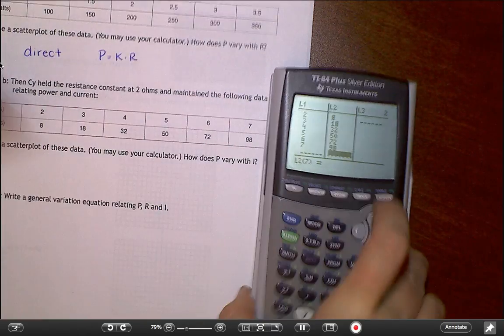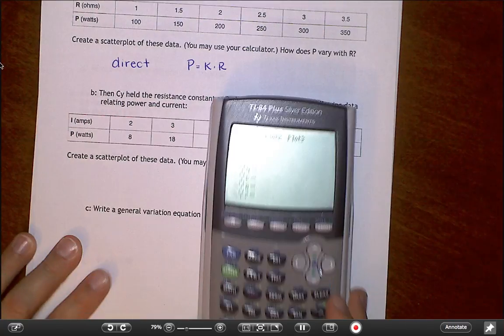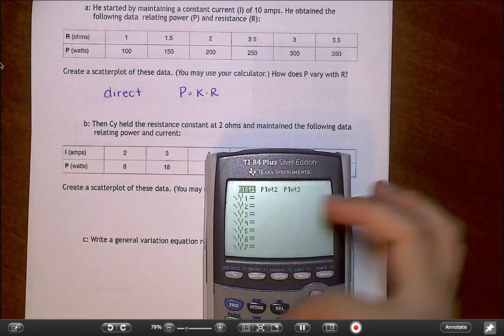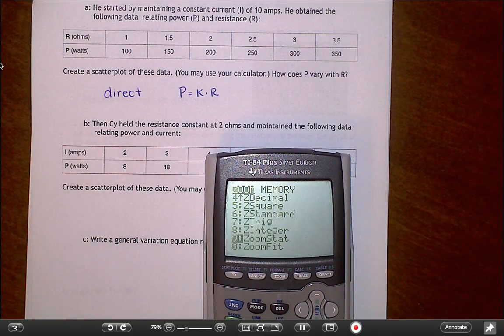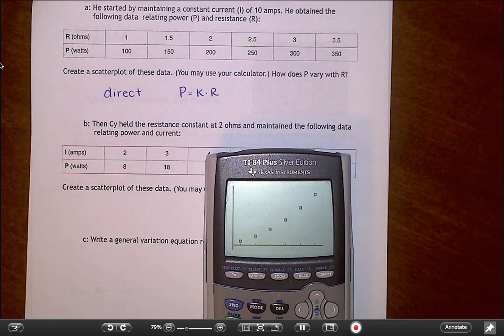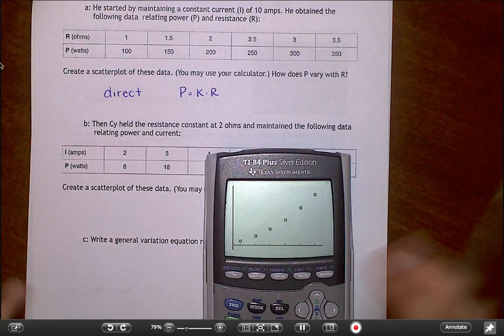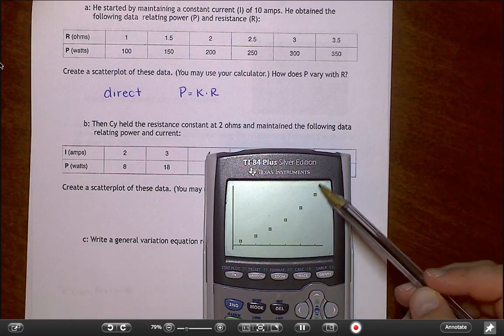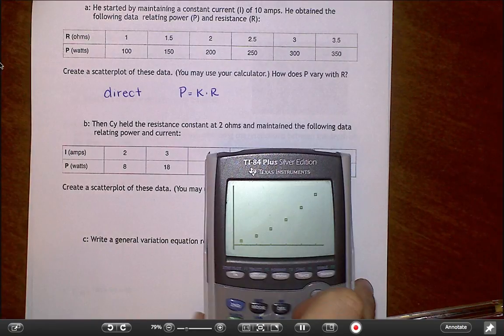Okay. And I should already have my plots turned on. So under Y equals, if you turned it on last time, it should still be on. But I am going to have to redo my ZoomStat because we're now fitting a new set of data here. So I'm going to go Zoom, number 9. And this one, it's a little bit hard to tell. And maybe with the ZoomStat, maybe we're zoomed in a little too far. But there is actually a curve here. This is actually like half of a parabola. It's just a little bit tough to see.